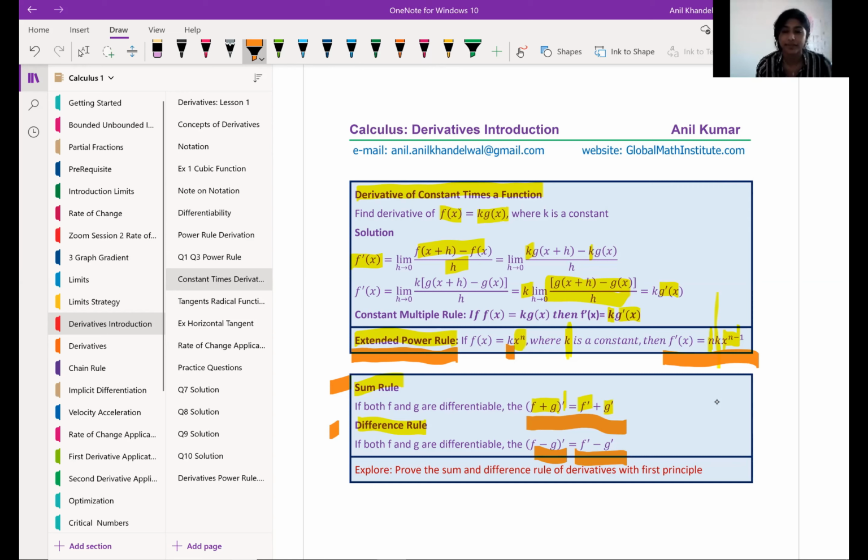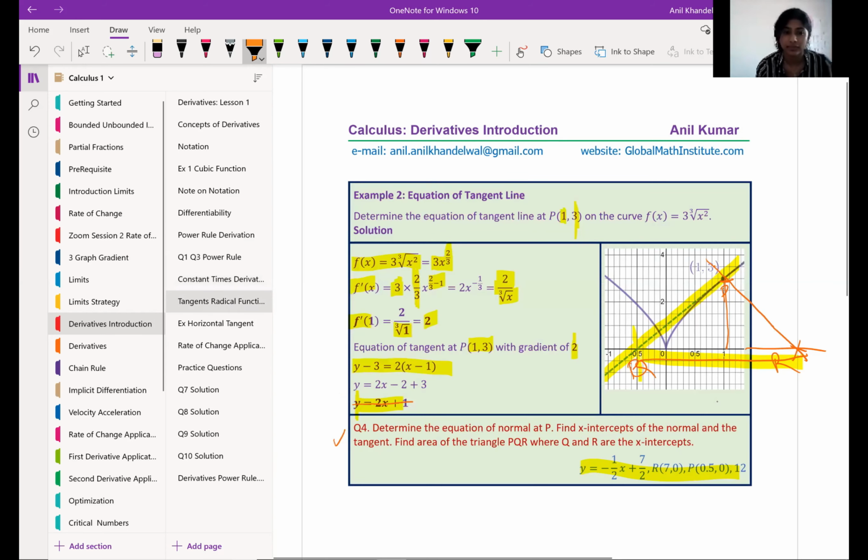All right. Now we have an example here. So could you tell me the example and your solution for question number 4? Yes. Should I read the question? Yes. Determine the equation of the normal at P. Find the x-intercepts of the normal and the tangent. Find the area of the triangle PQR where Q and R are the x-intercepts.